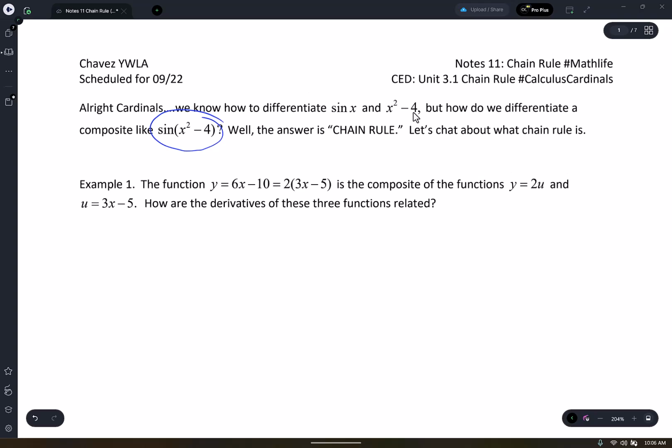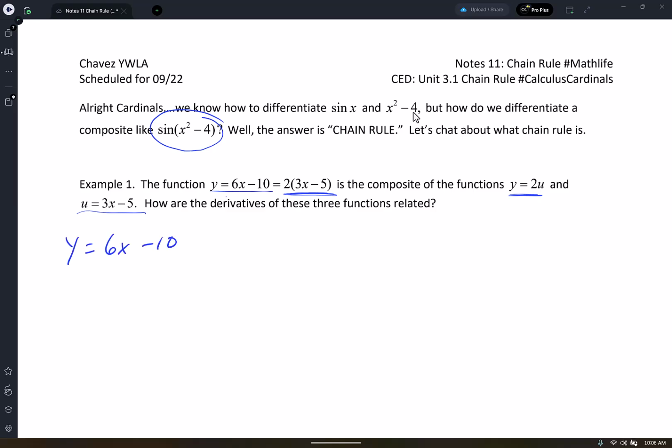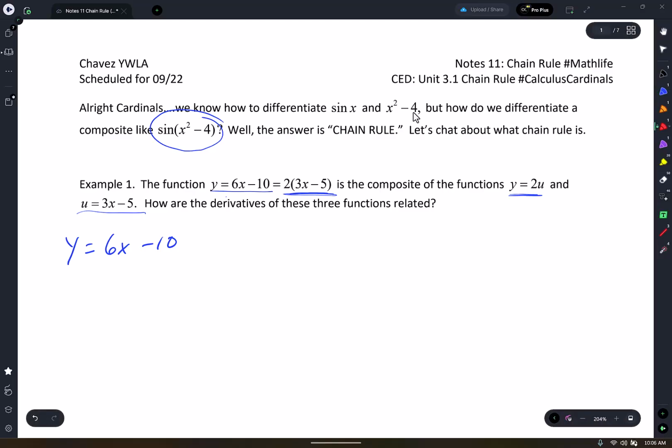So check it out. We're going to do a derivative first just by doing it like this. The function y equals 6x minus 10 can be written as, if you factor out a 2, 2 times 3x minus 5. And that's a composite function. If you say y equals 2u and u equals 3x minus 5. So how are the derivatives of all three functions related? Well, let's do this one first. If y equals 6x minus 10, what's the derivative of 6x minus 10? 6. Perfect. Nothing crazy.